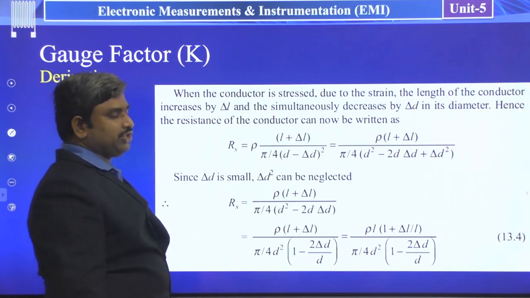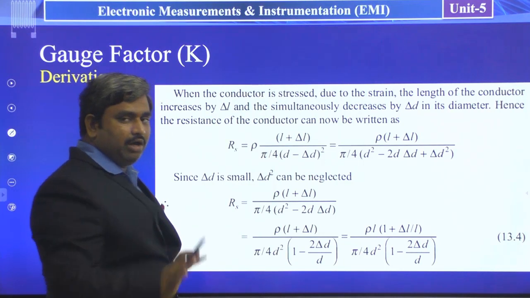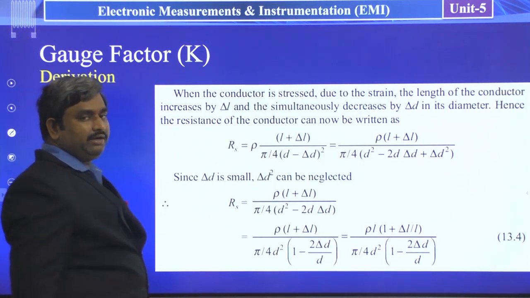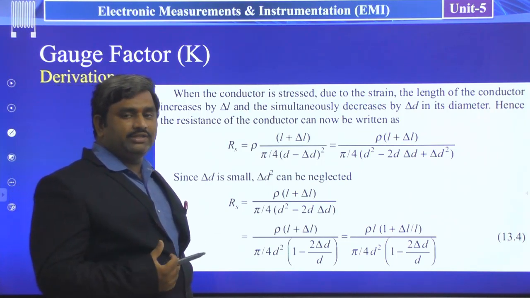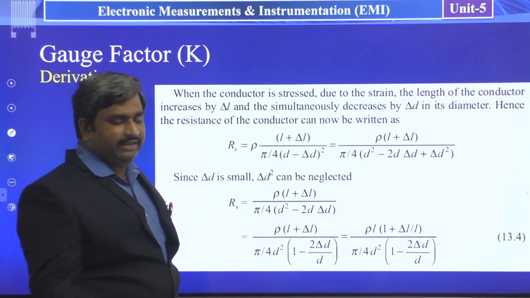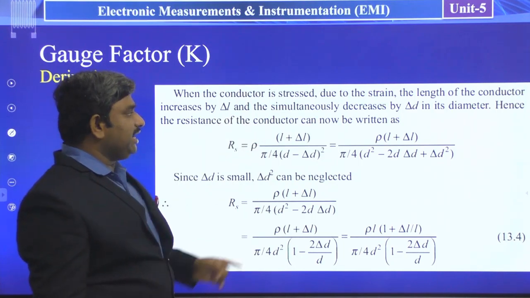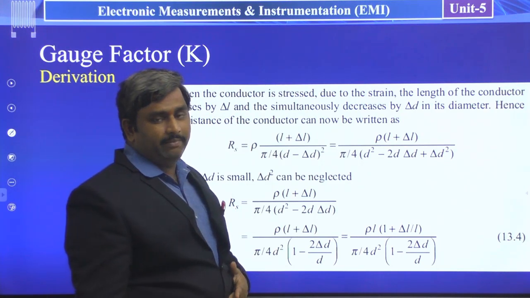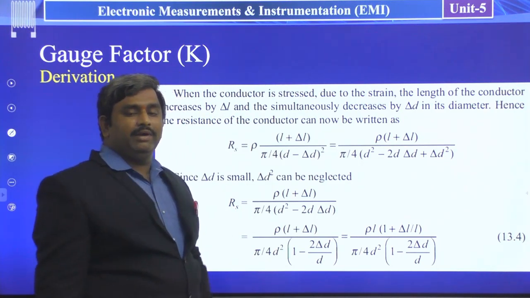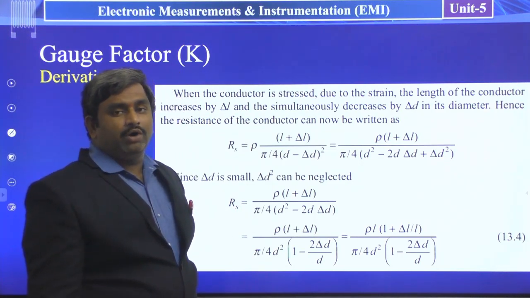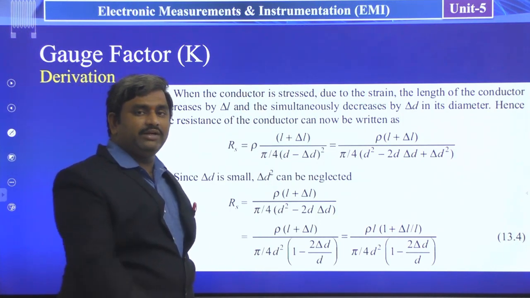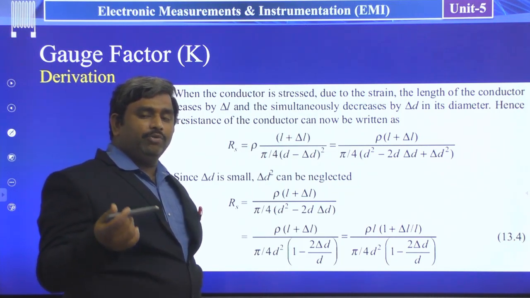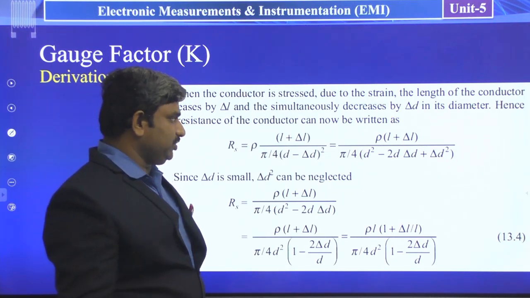Now when the conductor is stressed, when you are applying the stress due to the strain, the length of the conductor is increasing by delta L. So the length of the conductor is changing. The change of that length we are representing with delta L, and simultaneously the diameter is decreasing by delta D. Automatically the area is going to be reduced. Why? Because the length and diameter are inversely related. When the length is increasing by delta L, automatically the diameter is reducing by delta D.